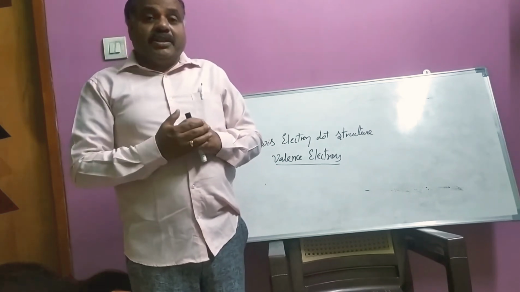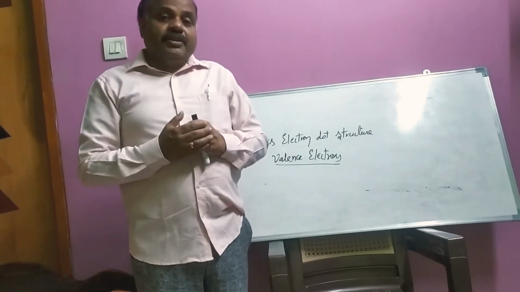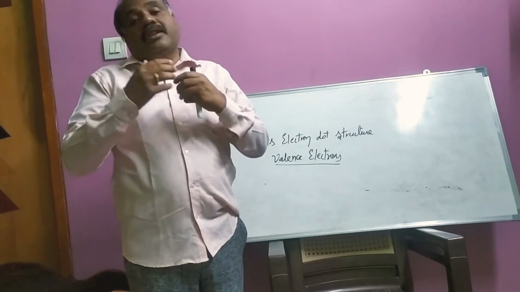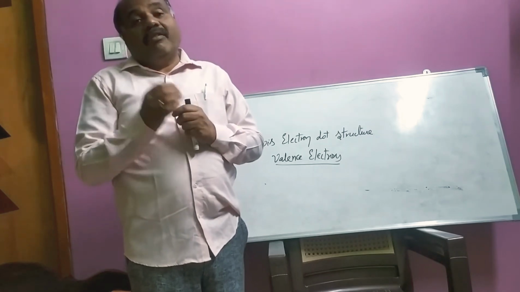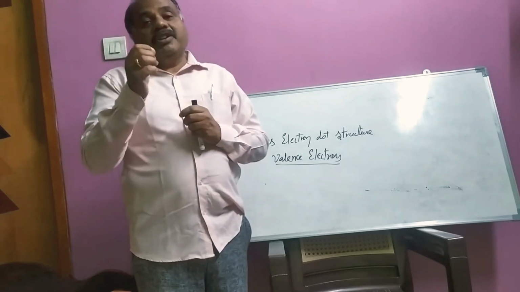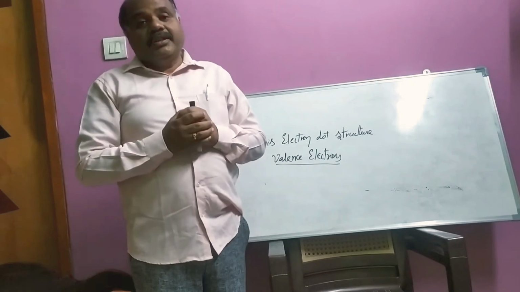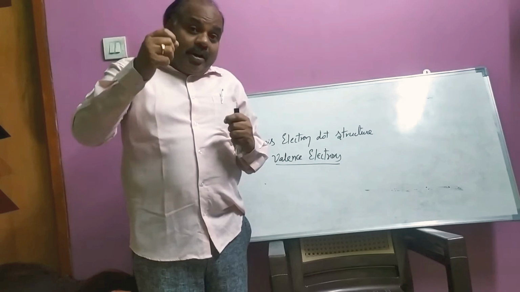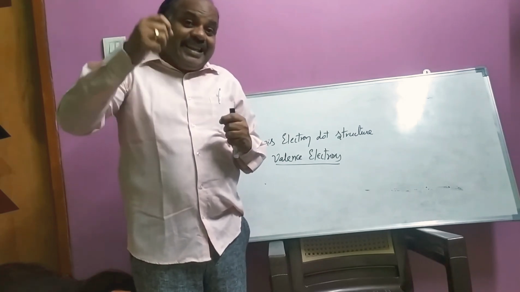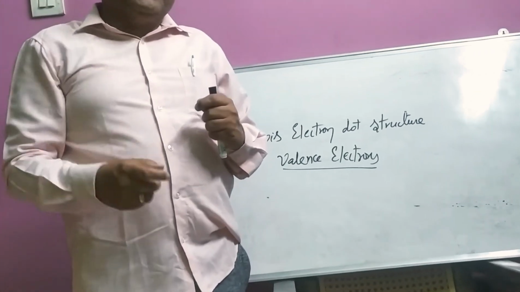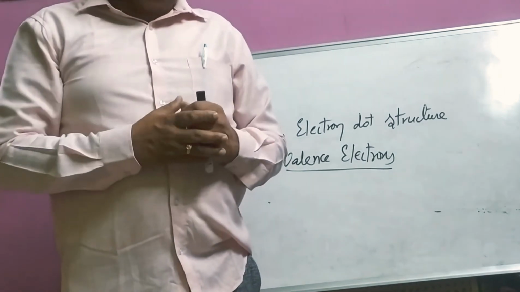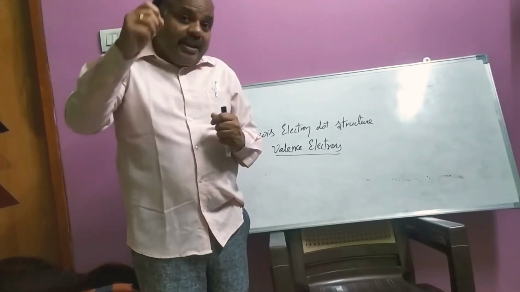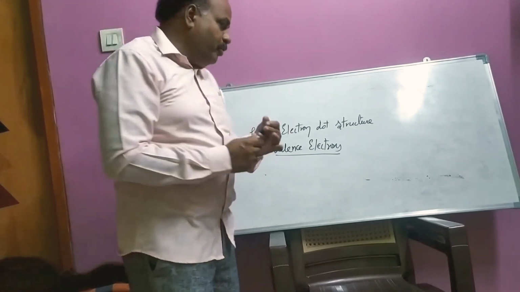Before discussing types of chemical bonds, try to recall 9th class knowledge, that is valence electrons. What is meant by valence electrons? Whatever the number of electrons present in the outermost orbit is known as valence electrons. Once again, the number of electrons present in the outermost orbit.